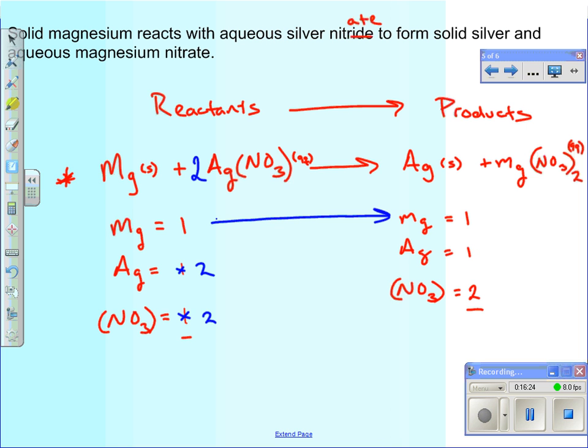So now magnesium is already balanced. Nitrates now are balanced. Silver is just not balanced: 2 on the reactants, 1 on the products, but that's a piece of cake at this point because we can just put 2 silvers, and that would make this one balanced. So that should be a balanced equation for the reaction described above.